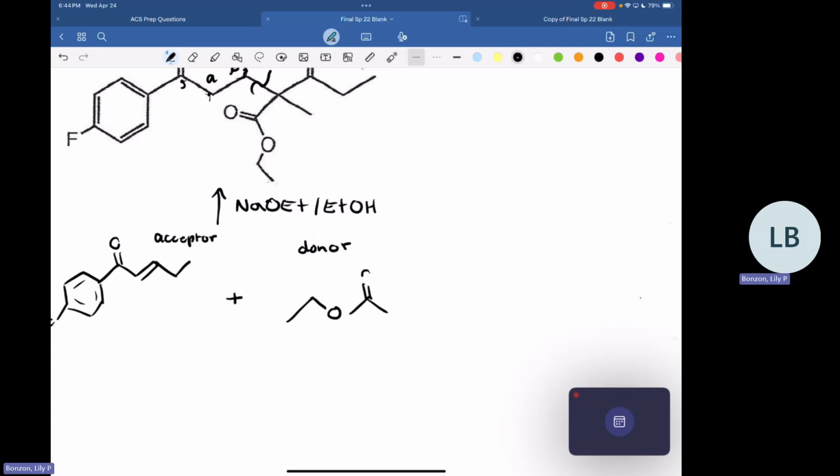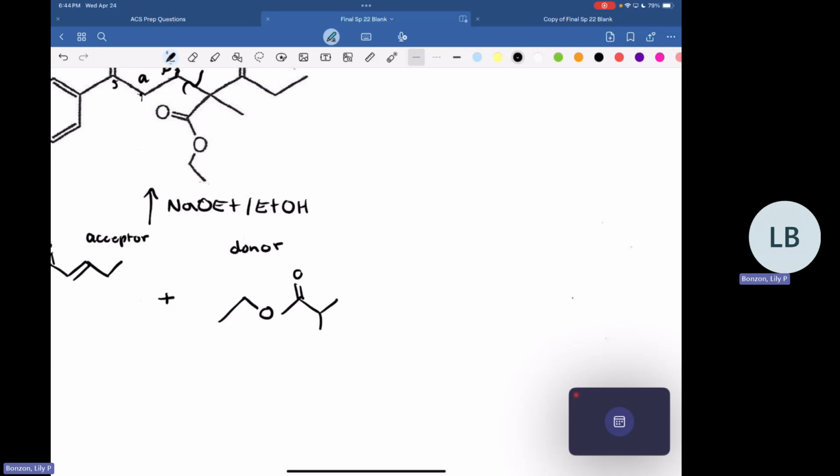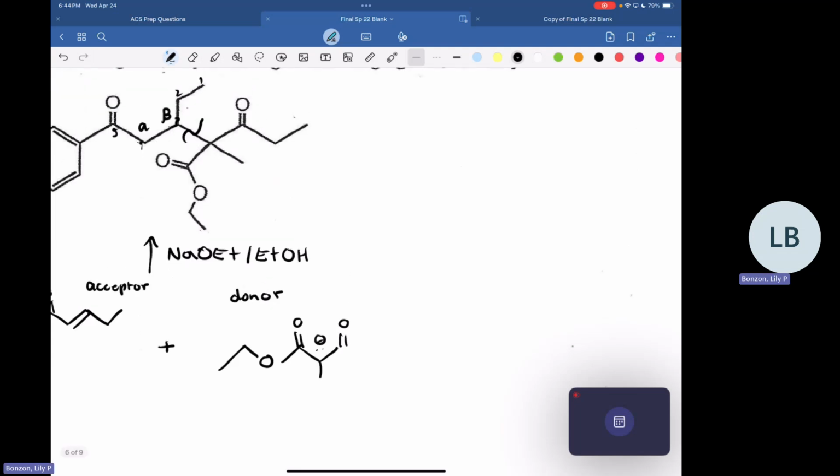So we've got this carbonyl. We've got this alpha hydrogen in the middle. Got another ketone.